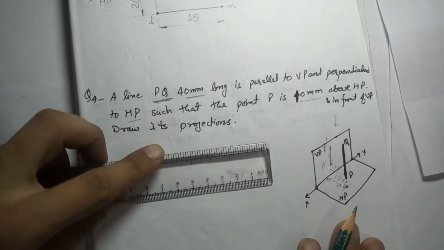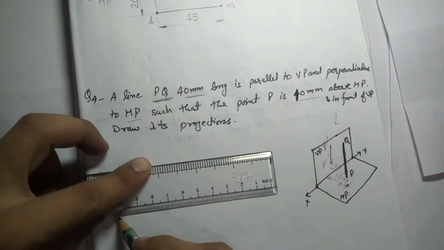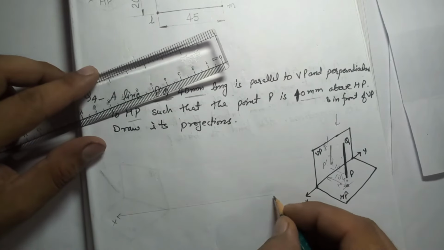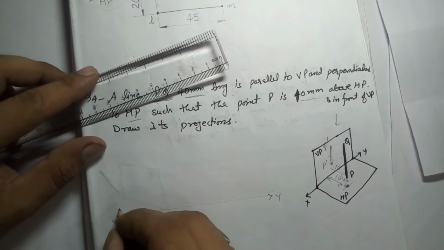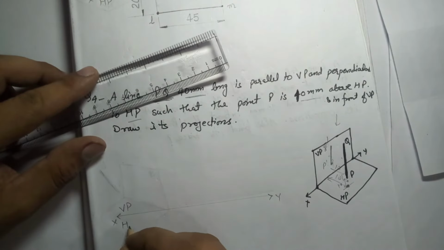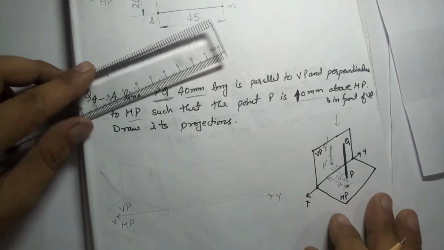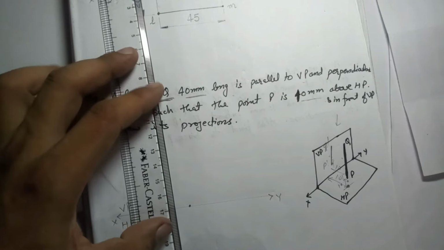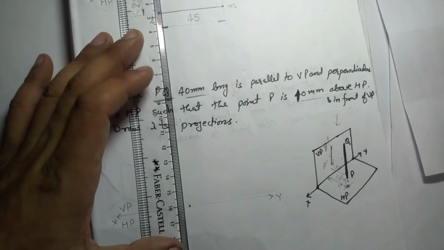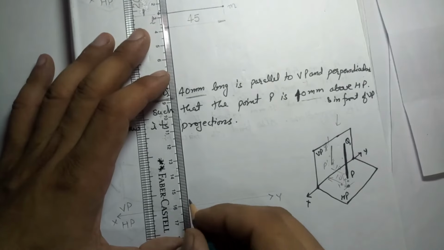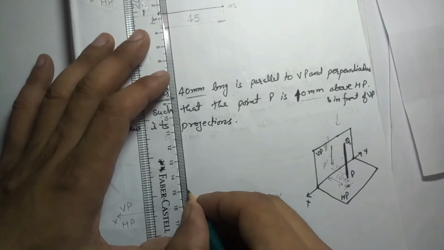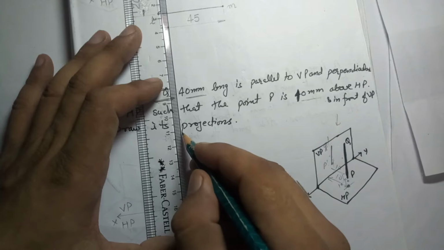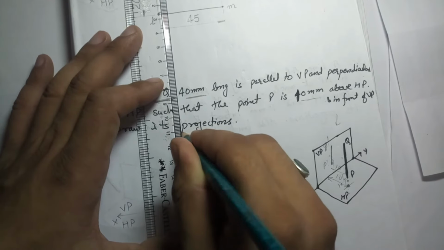Again I'm telling you, if you have doubt in the concept, use the previous video and understand the concept of projection of points. It's just similar to that. Only then can you solve the problems of projection of lines. So what is given here? We will mark a point only. After 10 mm, this is the 10 mm gap, then the length of the line is 40 mm, so 40. So this is the point.